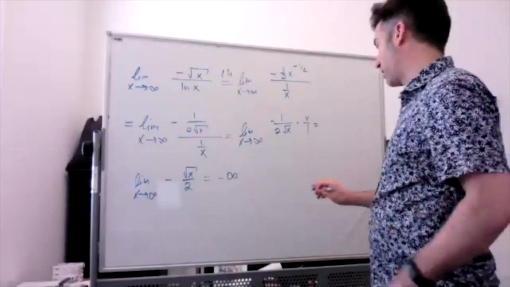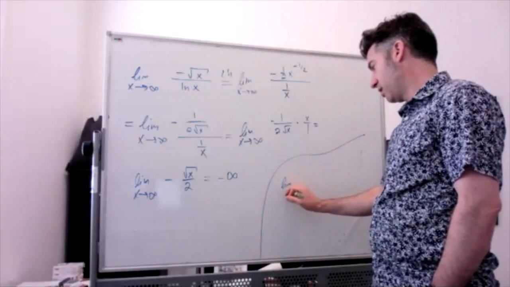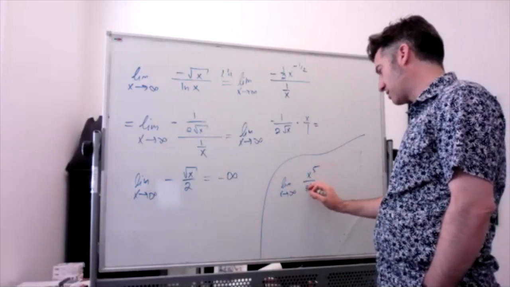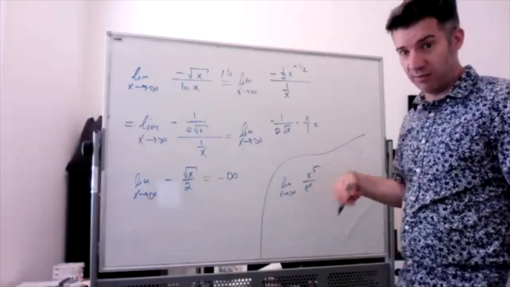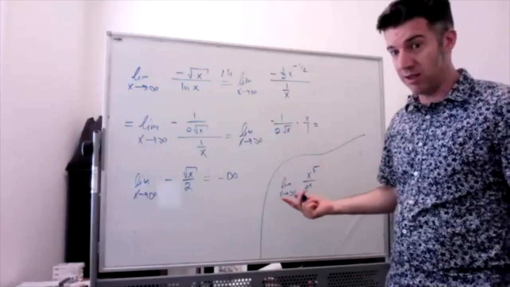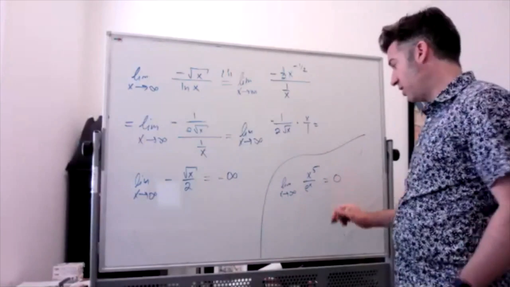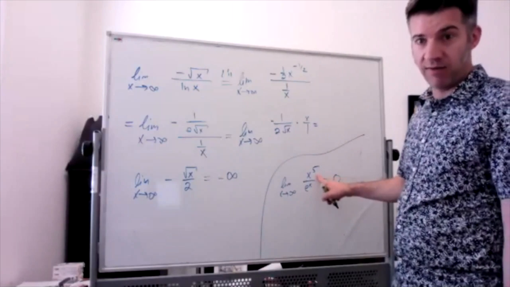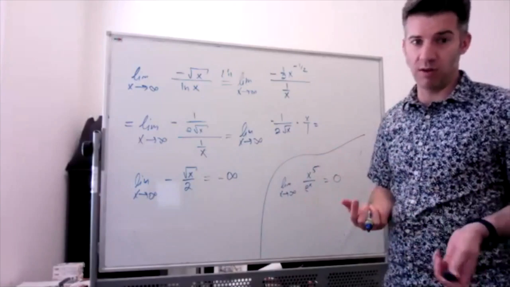In a similar way, if you're looking at the limit as x goes to infinity of x to the 5th over e to the x, eventually this is going to be 0, because if you keep taking repeated derivatives, the top is eventually going to be a constant, and the bottom is still going to be e to the x. So this is going to be 0, which means e to the x is much bigger than x to the 5th, because this fraction is getting small, which means the bottom is the bigger thing and the top is the smaller thing.